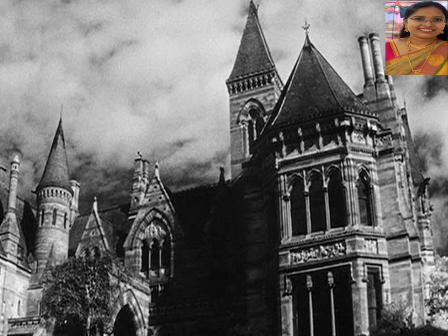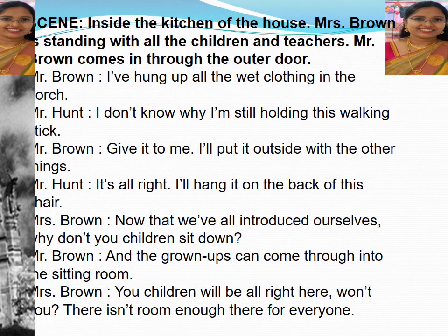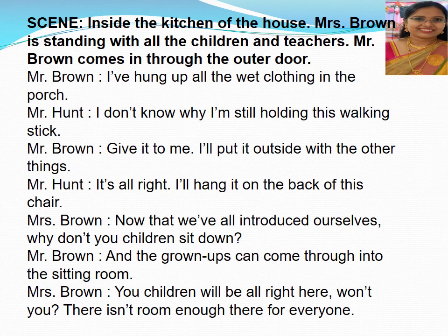As we have learned about the strange house, or the weird house, or the vampire house, which looks like this. Now scene number 2. Inside the kitchen of the house, Mrs. Brown is standing with all the children and teachers. Mr. Brown comes in through the outer door.